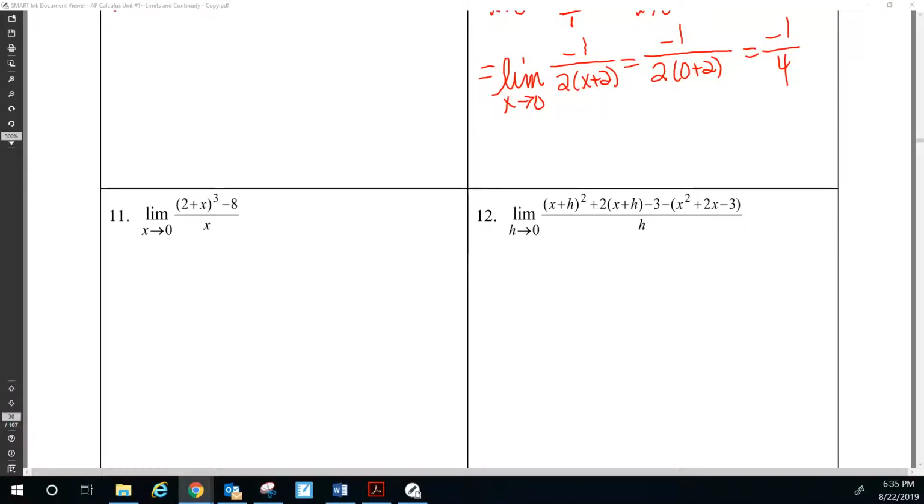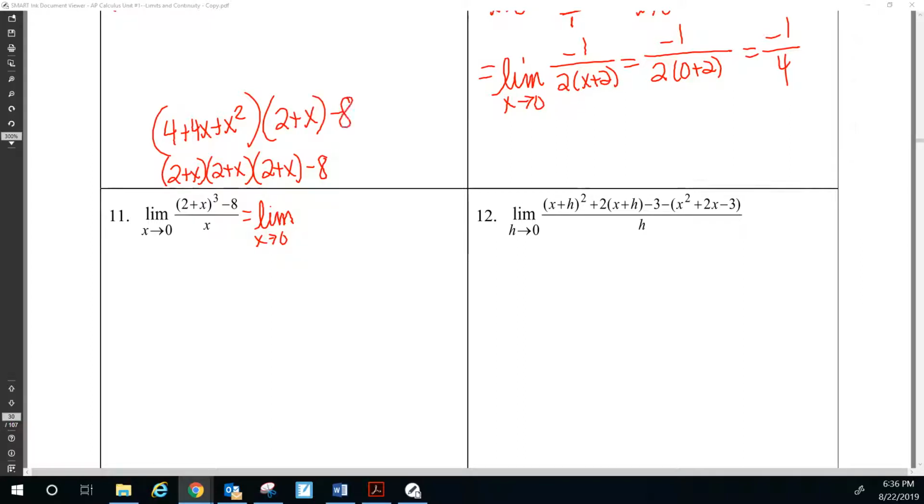All right, number 11. This one's nice and long and huge and scary. So we've got the limit as x goes to 0. We've got to get rid of that x there. We're going to have to multiply this out. This is 2 plus x times 2 plus x times 2 plus x, minus 8. If I multiply these two together, I get 4, 2x plus 2x would be 4x, x times x is x squared, times 2 plus x, minus 8.